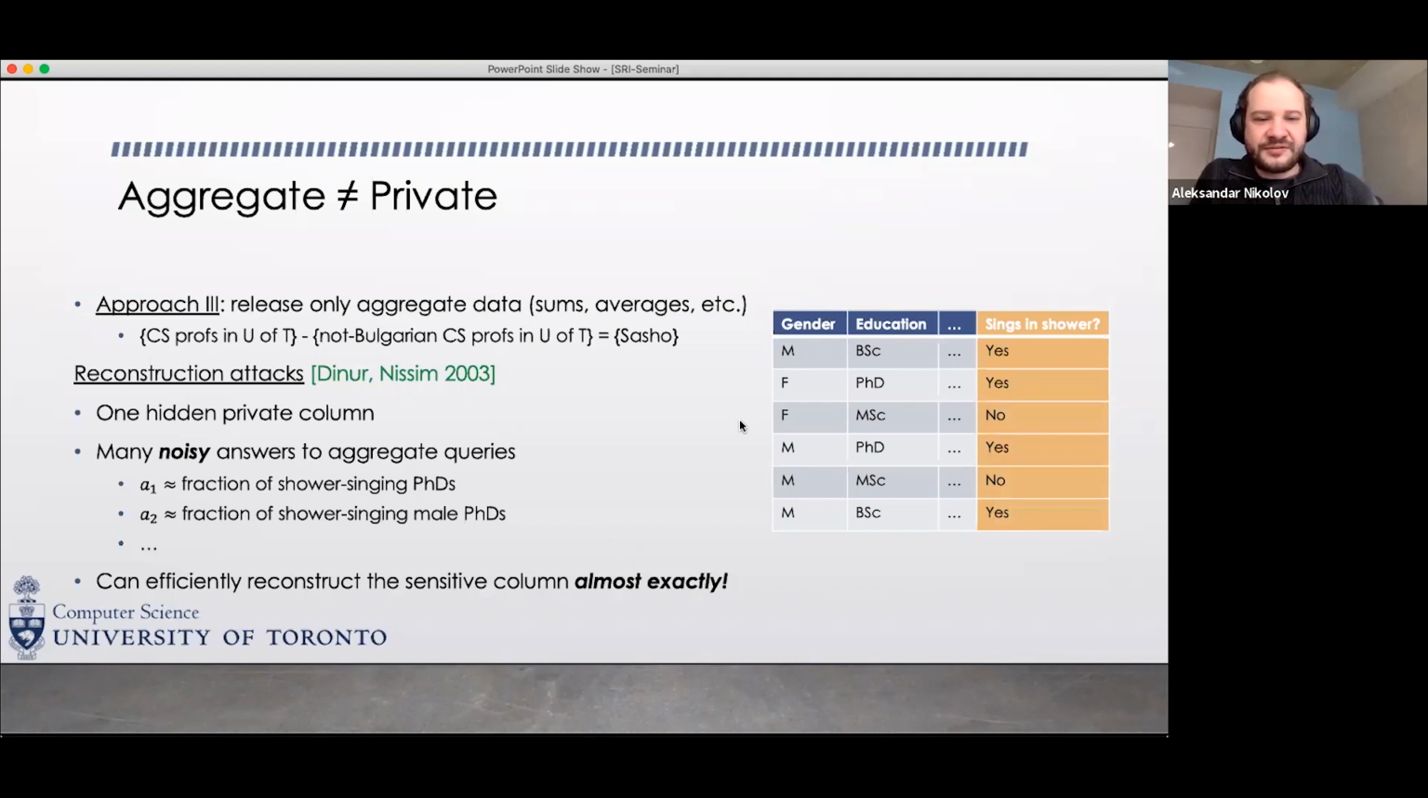What is the fraction of shower singing male PhD, or maybe not students, people with a PhD, male people with a PhD who sing in the shower, and so on. And let's say you get an approximate noisy answer to a lot of questions of this type.